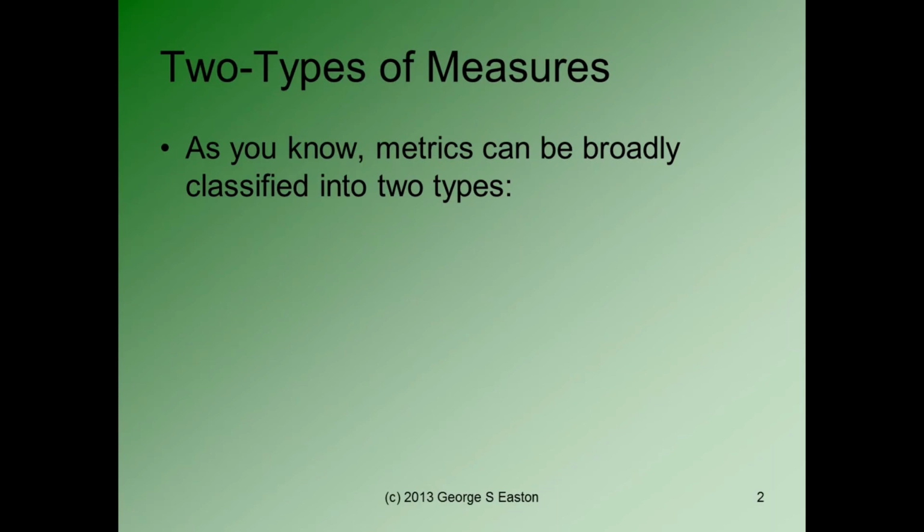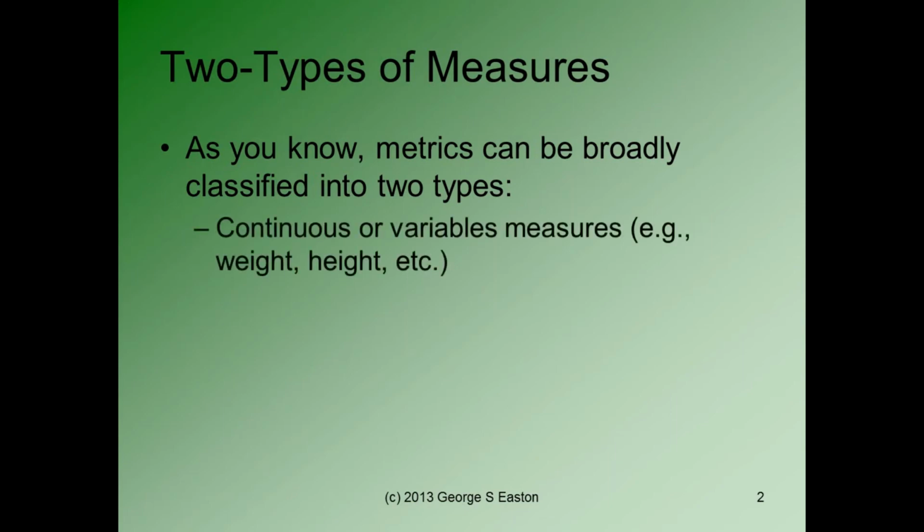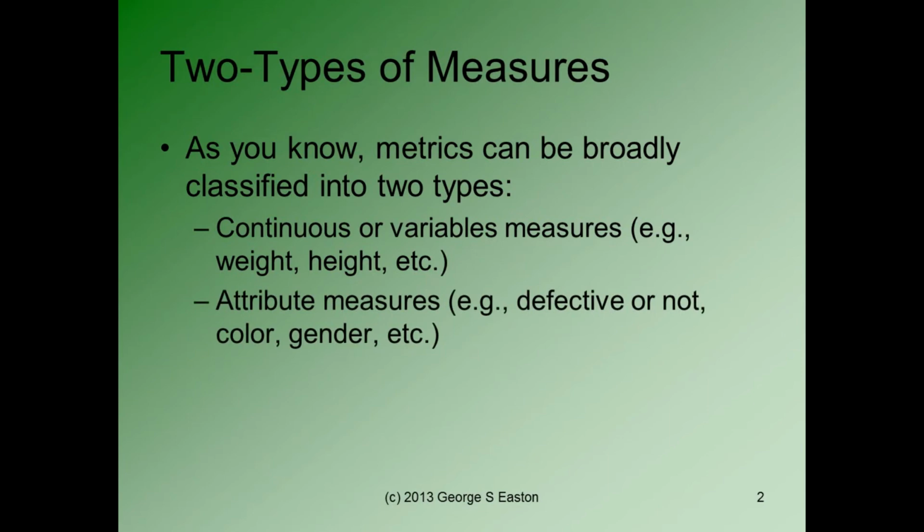Now, as you know, metrics can be broadly divided into two types. The first type are continuous metrics or variables measures. These are things like weight, height, and so on that are measured on a continuous scale. The other type of metric is an attributes measure. In general, attribute measures classify things into groups. So they classify, for example, a part into defective or not defective. They might classify things by color, red, green, blue, etc., or gender, and so on. But attribute measures tend to classify the data into categories.